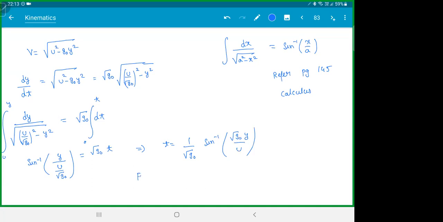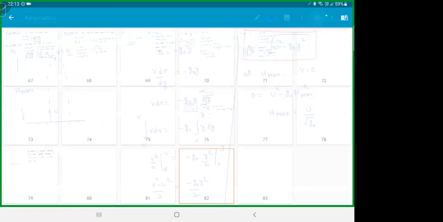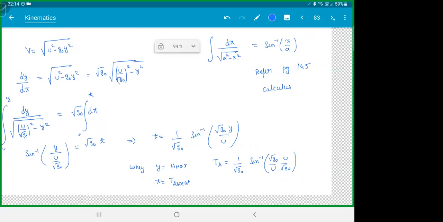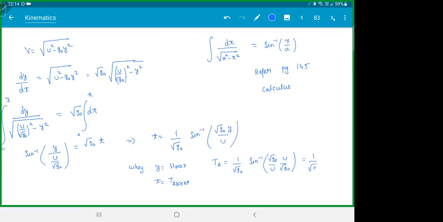Now for h max, when y is equal to h max, time is equal to time of ascent. So time of ascent will be 1 by root g naught sine inverse of the h max value, u by root g naught. So root g naught times u by root g naught over u, that would be sine inverse 1. Sine inverse 1 is nothing but pi by 2. That is pi by 2 root g naught. That's your time of ascent.